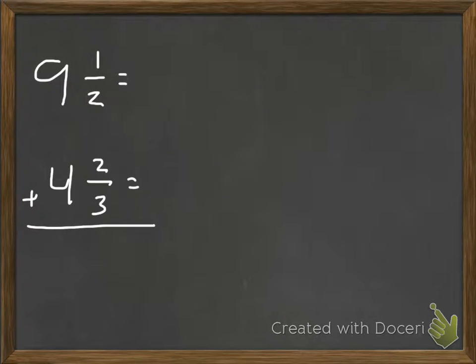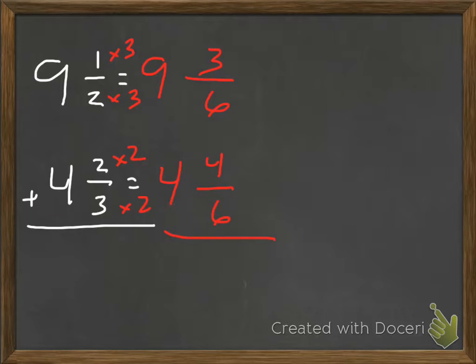This is number 7 on their homework. 9 1/2 plus 4 2/3. I'm going to bring my whole numbers over, 9 and 4. I multiply 1/2 times 3, because my common denominator is going to be 6, because I can't change 2 into a 3. So I'll multiply the fraction by the opposite denominator. 2/3 I'll multiply by the opposite denominator, which is 2. So here I'm going to get 3/6. Over here I'm going to get 4/6.